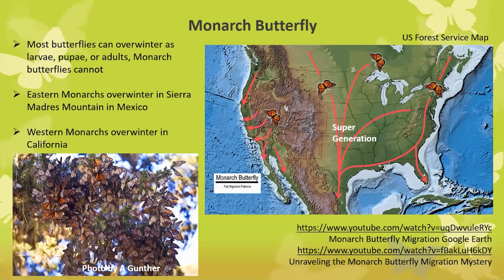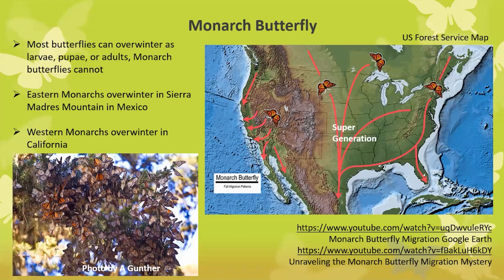So I mentioned most butterflies can overwinter as larvae, pupae, or adults, but the monarchs cannot. And I think most of us know they undertake epic migrations. So in the United States, there are 2 distinct populations of monarchs. The eastern and western are separated by the Rocky Mountains.